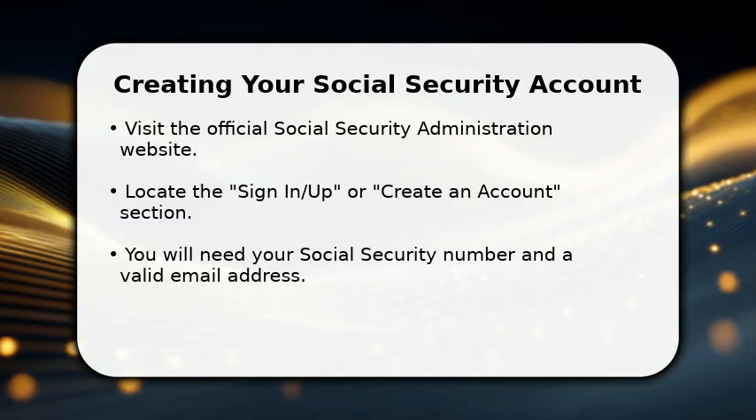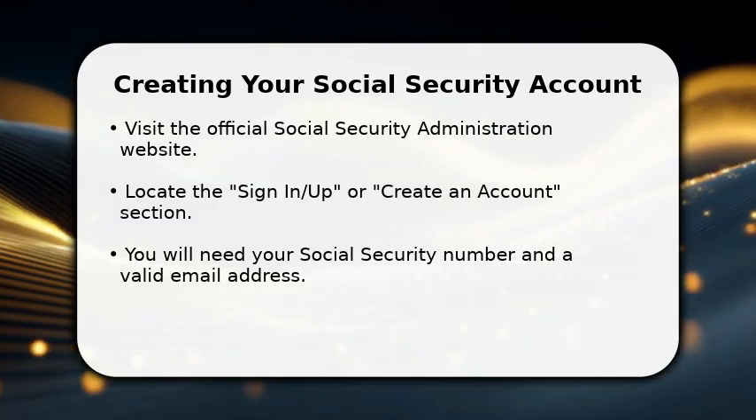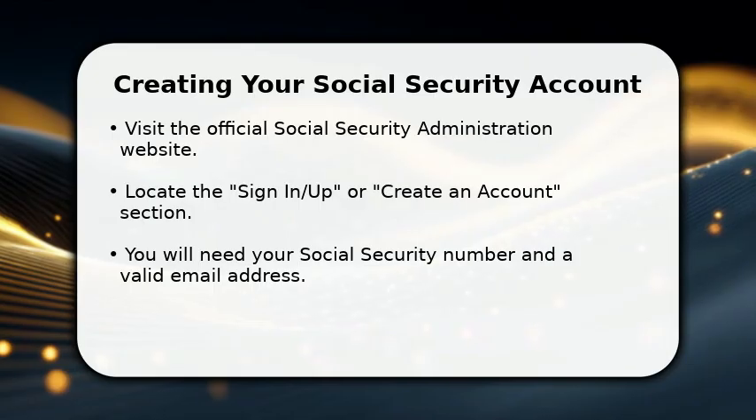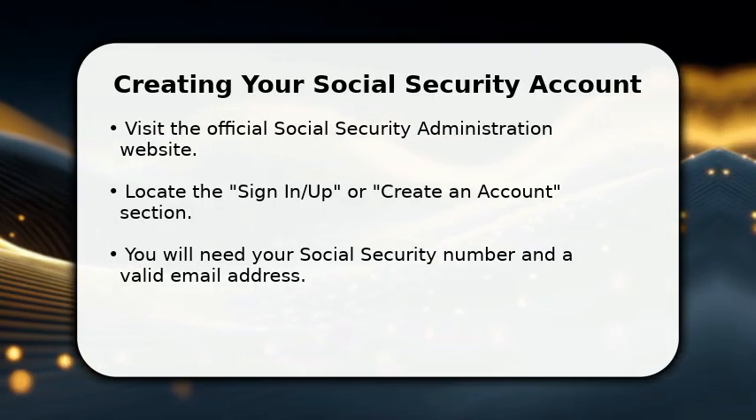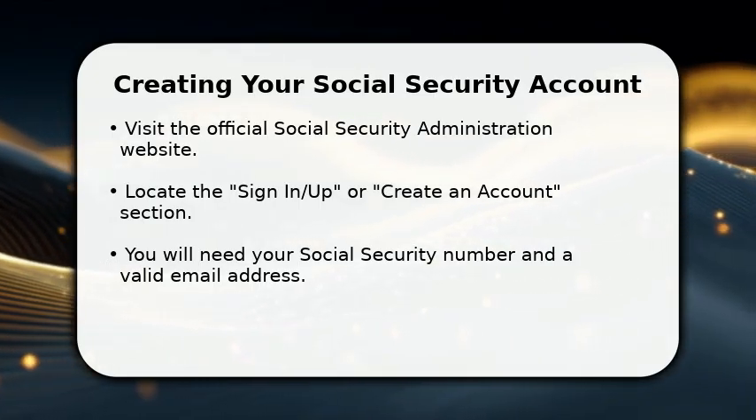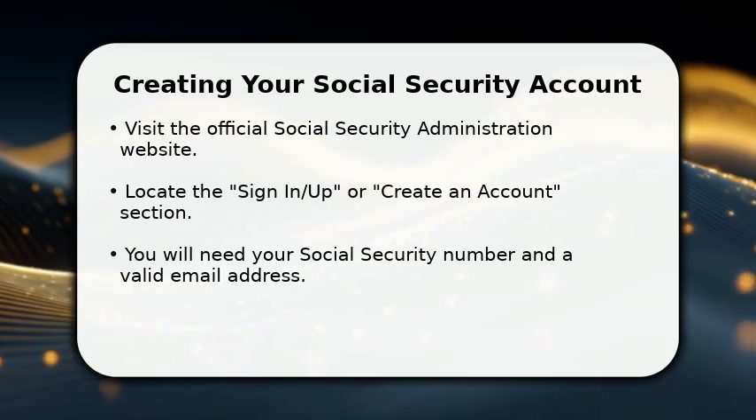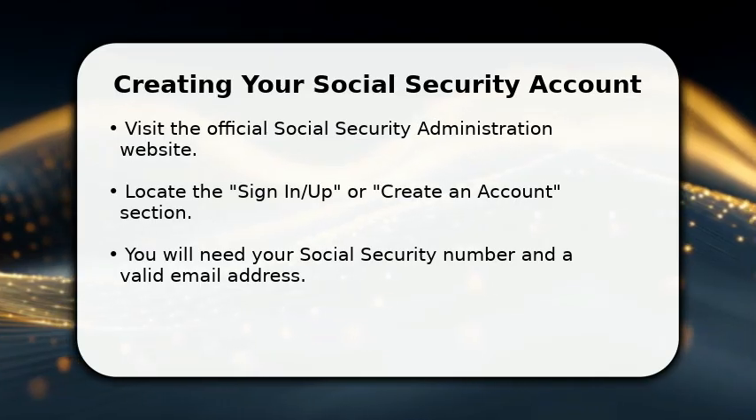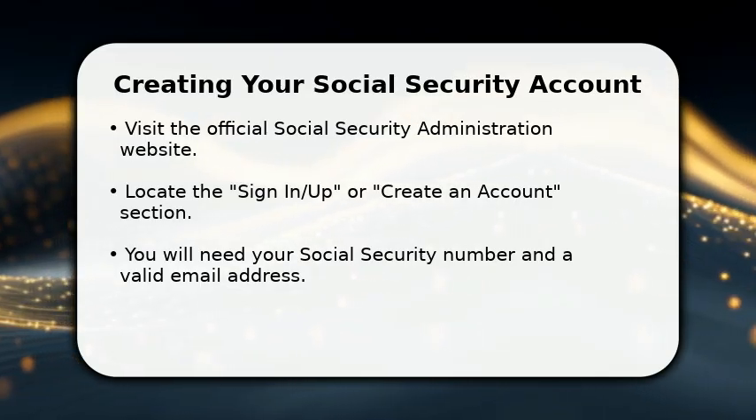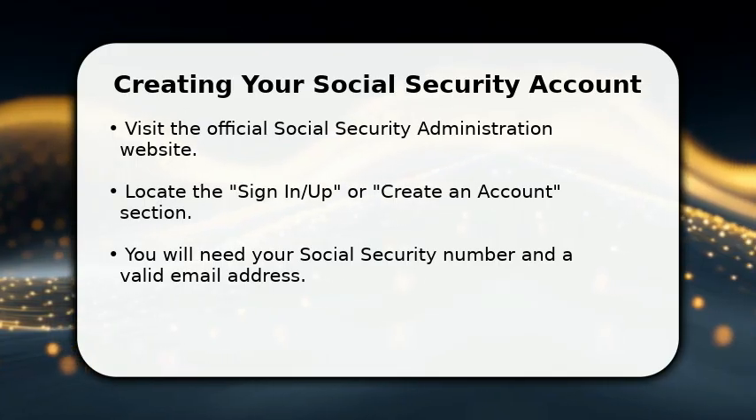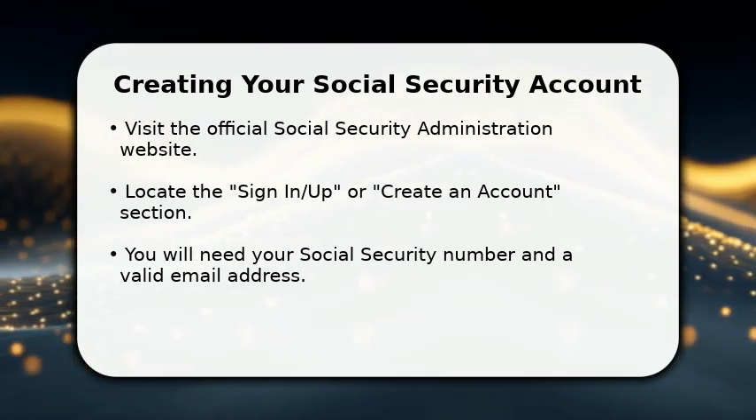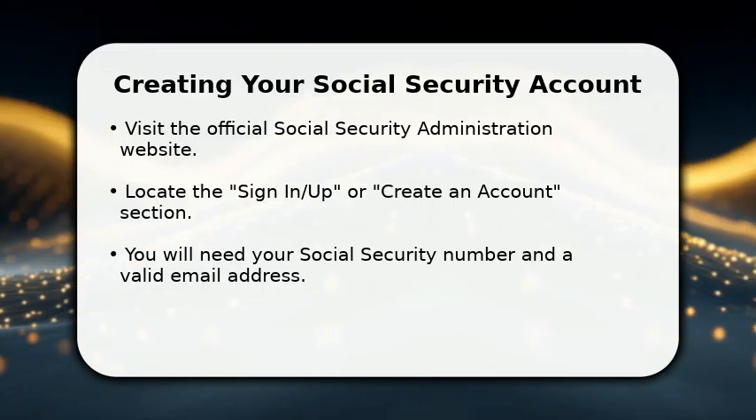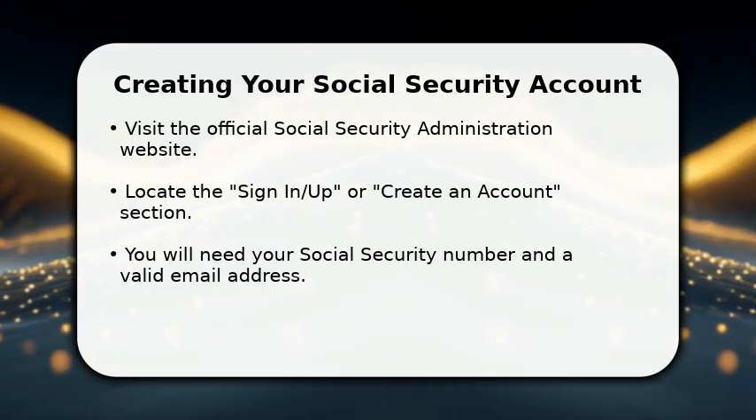Enjoy the video. In this video, I will explain how to apply for a Social Security password, which means setting up your personal online account. First, navigate to the official Social Security Administration website. Look for the Sign In or Create an Account button, usually found at the top right. To begin, ensure you have your Social Security number and a current email address readily available.